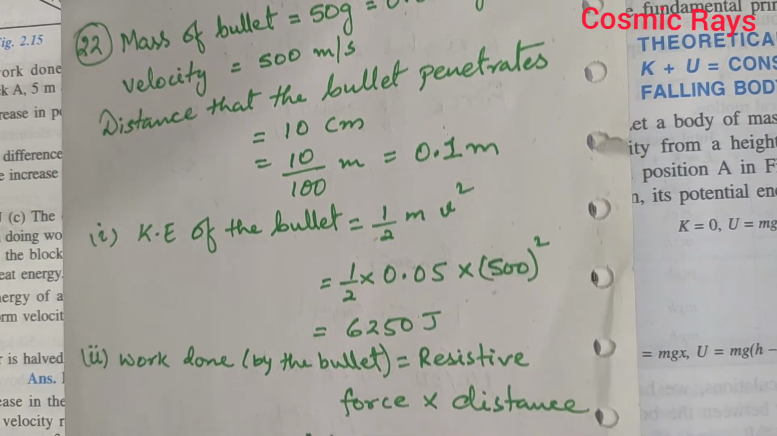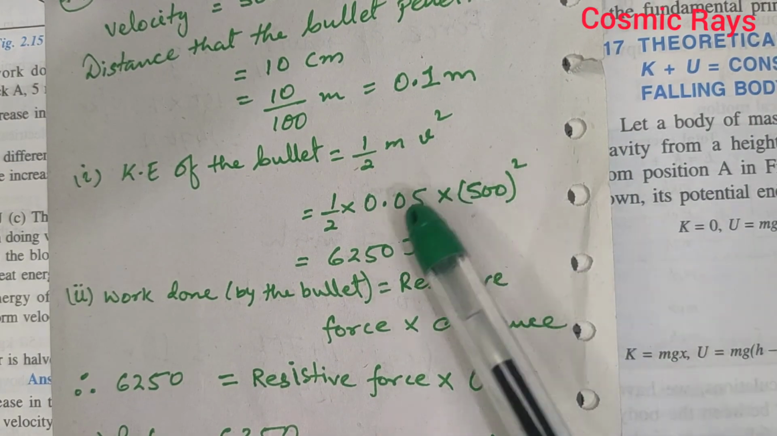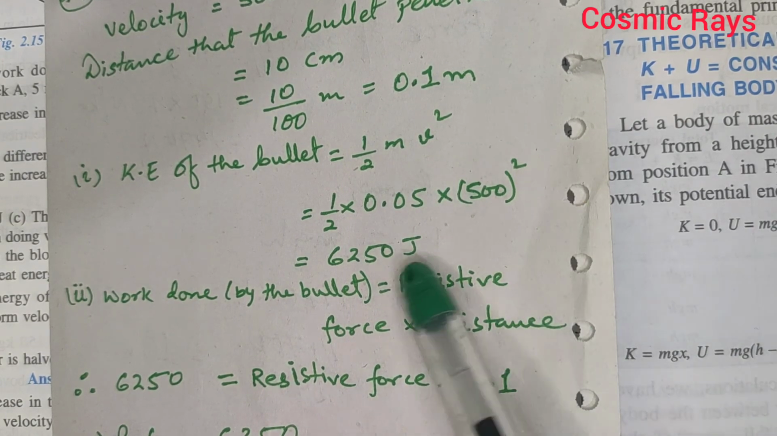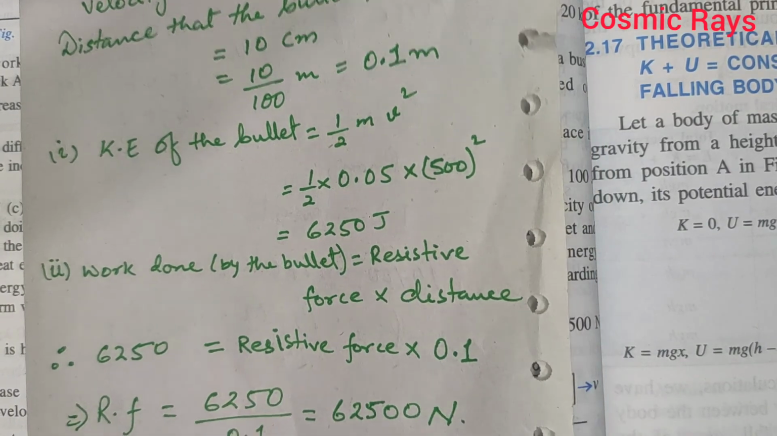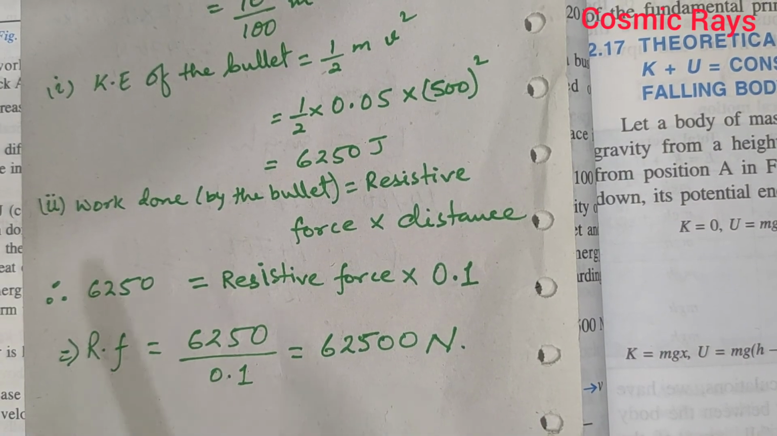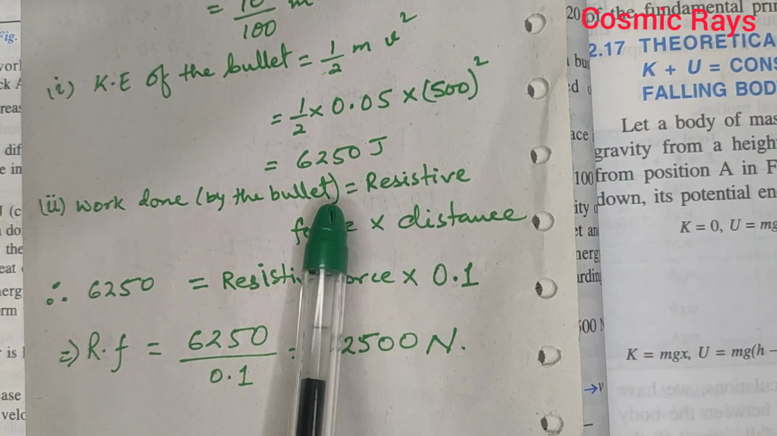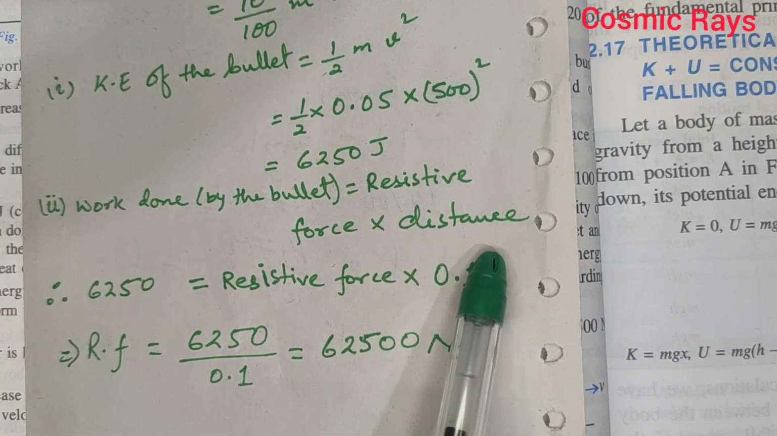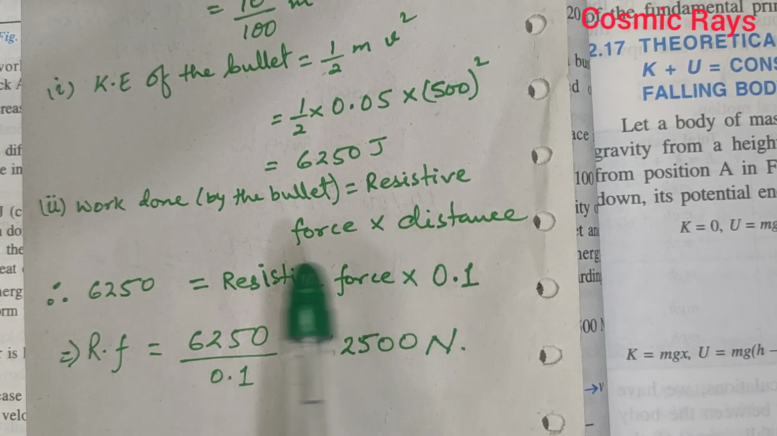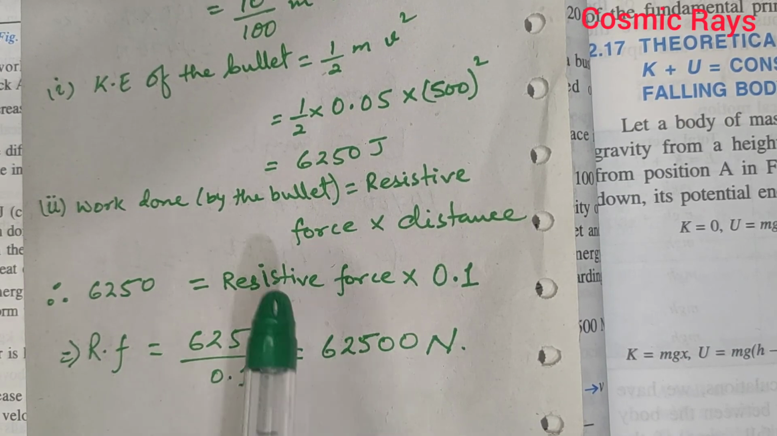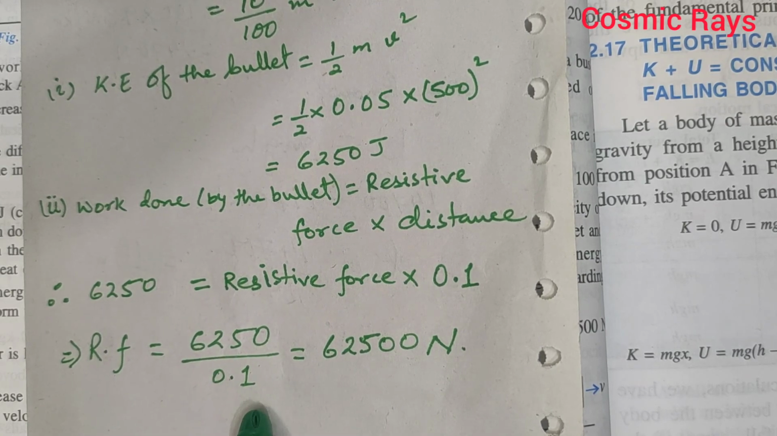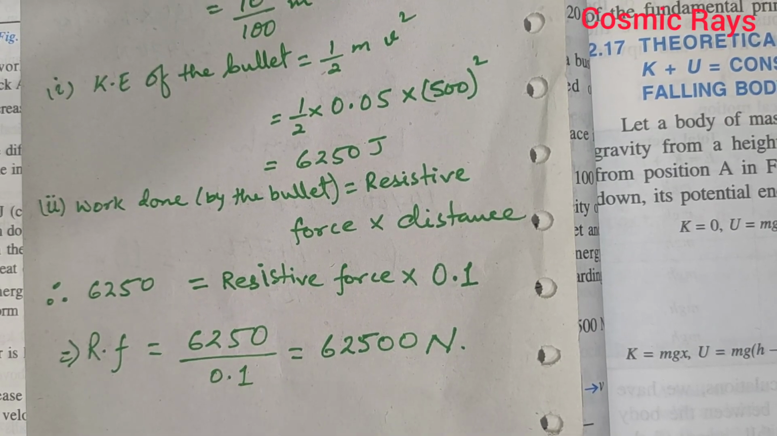Now kinetic energy of the bullet is half mv square. Half, mass is 0.05, velocity is 500. So square it, calculate, you get the answer. Now the resistive force that we have to calculate, we have to use this formula. Work done by the bullet is equal to resistive force multiplied by distance. So we have the work done, which we have calculated here, and we have the distance. So we just put the value and we calculate, the resistive force is equal to 6250 divided by 0.1. So we get the answer as 62500 Newton.